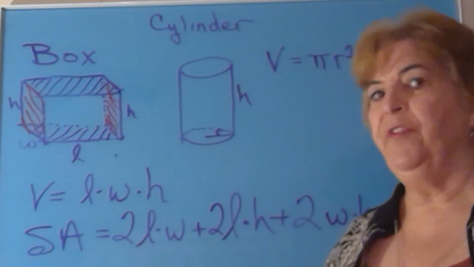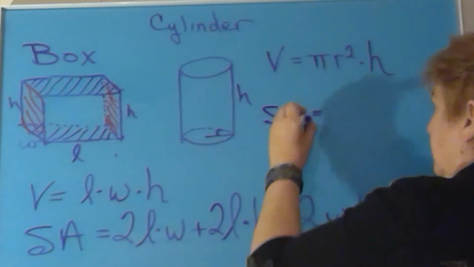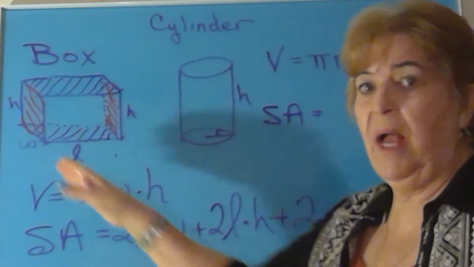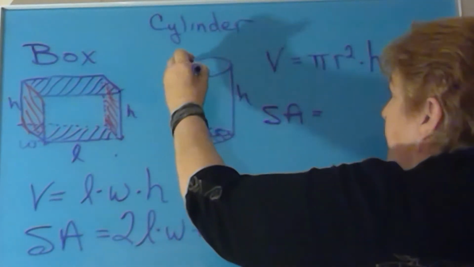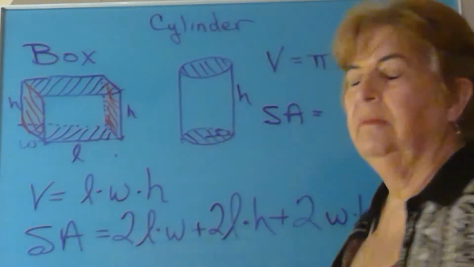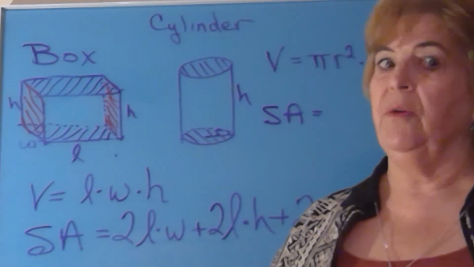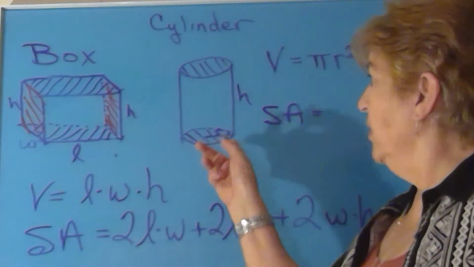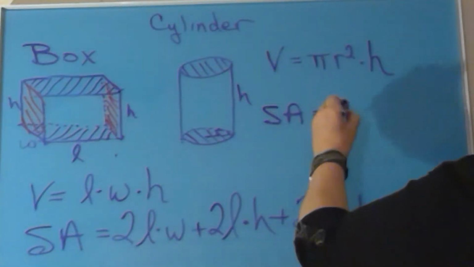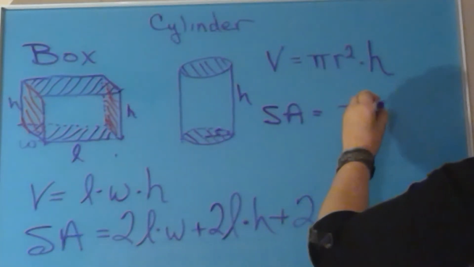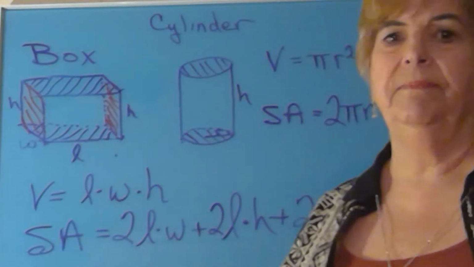To find the surface area of a cylinder, first of all, just like the box, you have a bottom and a top that are the same size, and they're circles. So in order to cover those, you have to cover that area and that area. Well, the area of a circle is pi r squared, and if there's a top and a bottom, there's two of those.